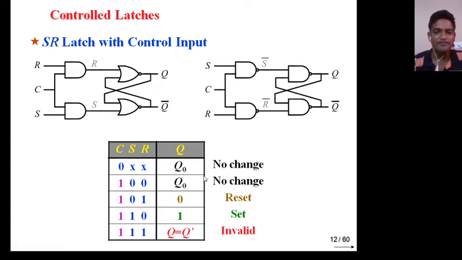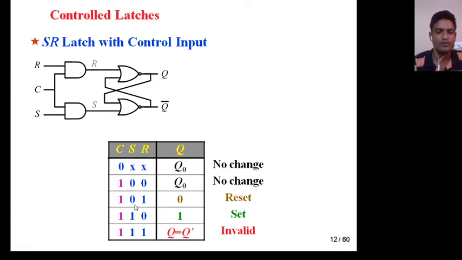And when C is 1, it will work normally. When S and R are both 0, it is Q0, means no change. 0 1 is reset, so it will work as reset condition. When its value is 1 0, it will work as a set condition. When its value is 1 1, this is invalid condition, or you can say indeterminate or forbidden condition.